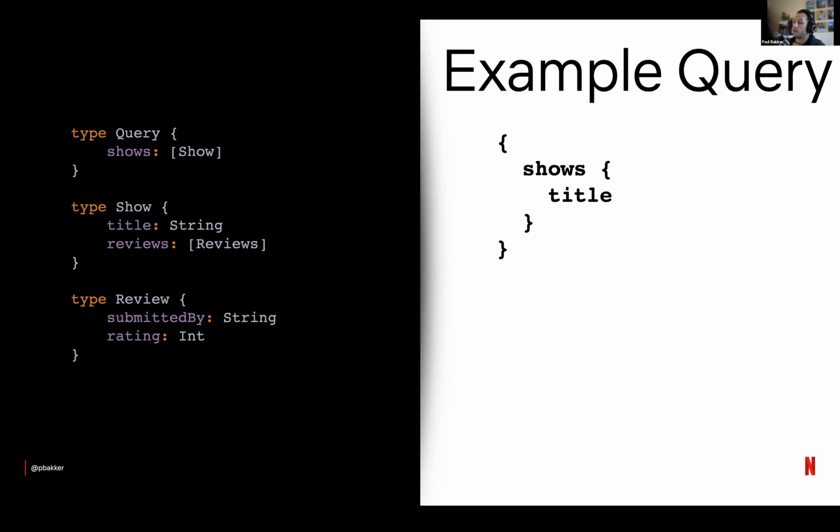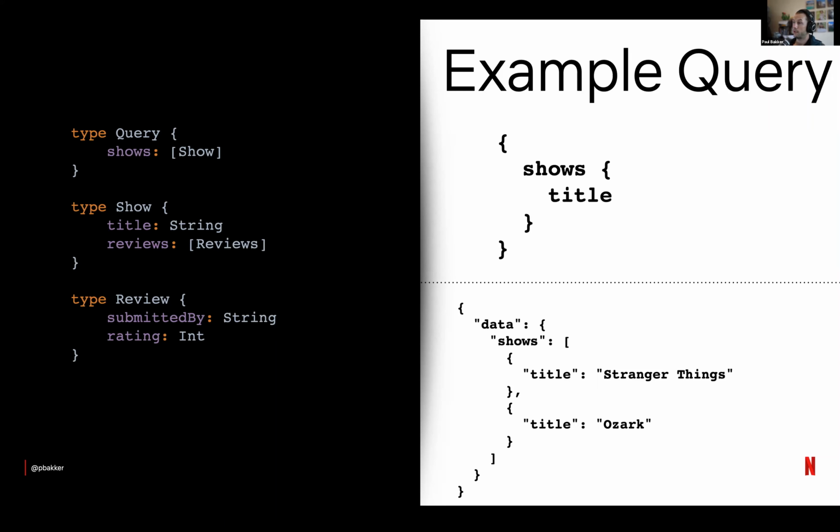So if we have this schema in place, we can now think about queries. On the right-hand side of the slide, we have an example query using this schema. In this case, we are asking for the title of shows, and this would give us the title of each show, typically. The interesting thing here is that we're only asking for the title field. We are not asking for the review fields. And if you would execute this query, that's exactly what you get.